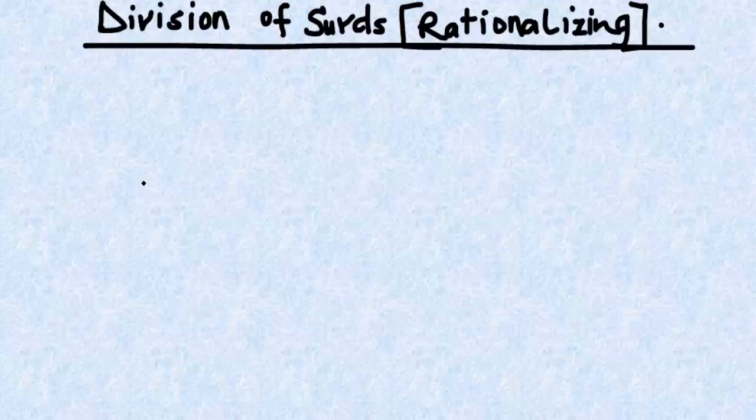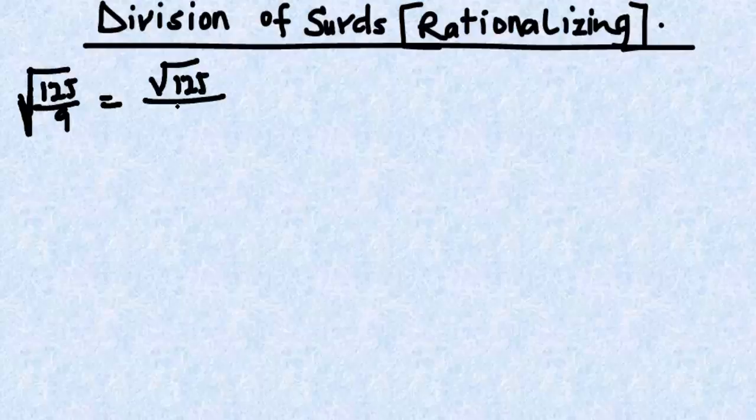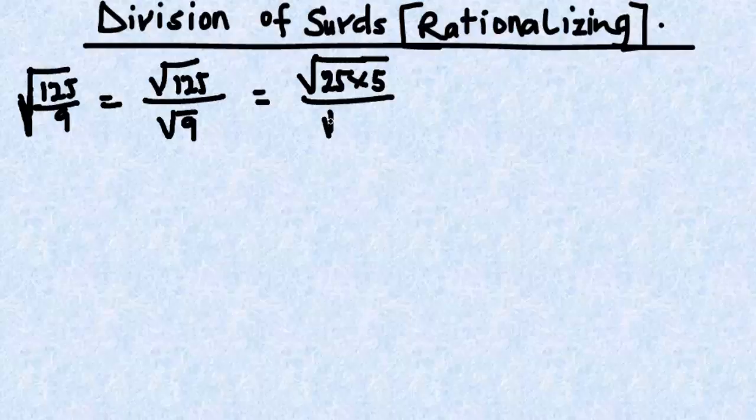In this tutorial, we are going to look at division of surds and concentrate on rationalization. In the previous video, we simplified the division of surds, root of 125 over root of 9. We said root of 125 can be 25 times 5, then root of 9, of which we have 5 root 5 on 3.